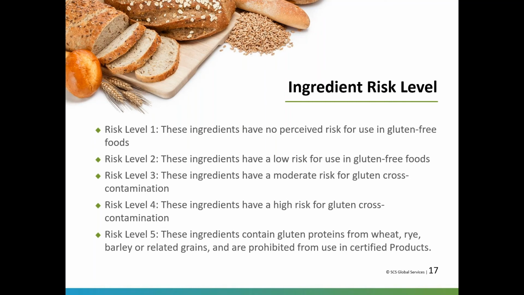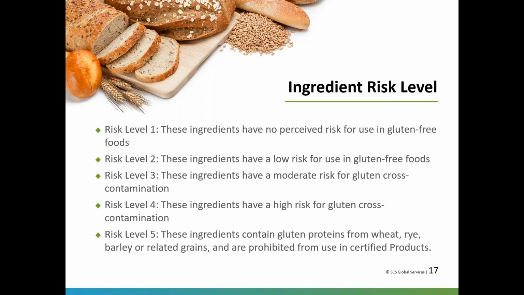And then risk level 2, ingredients that have a low risk for use in gluten-free foods. Ingredients in this category include items that may share some part of the supply chain with gluten-containing grains. So an example here might be something like spices. Risk level 3, these ingredients have a moderate risk for gluten cross-contamination because they commonly share some part of the supply chain with gluten-containing grains. So something like quinoa or quinoa flour or rice flour, or some kind of seeds, grains, things like that.